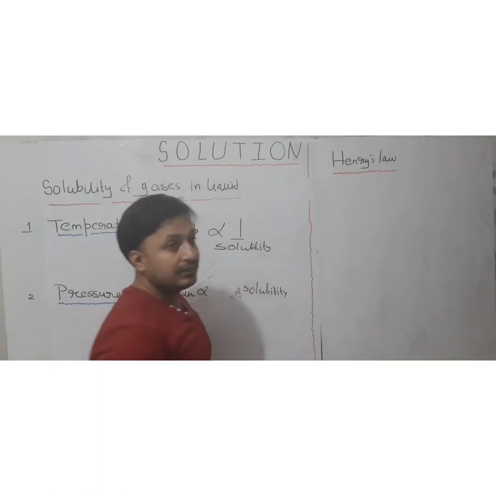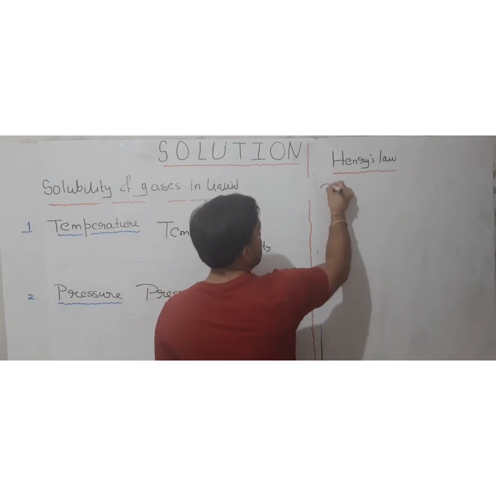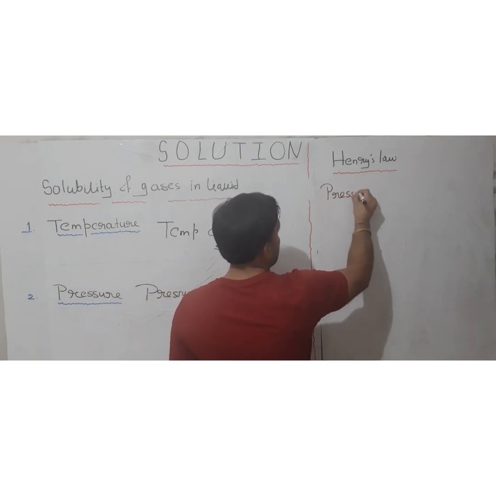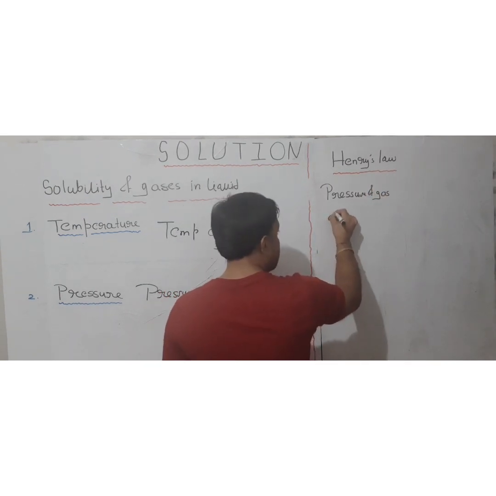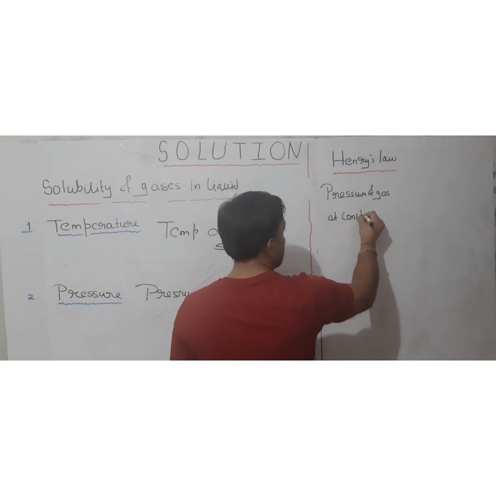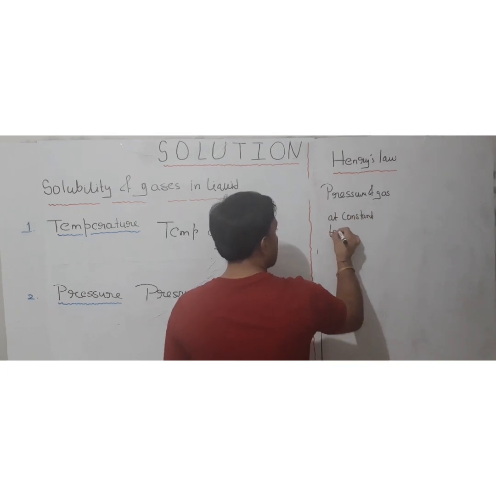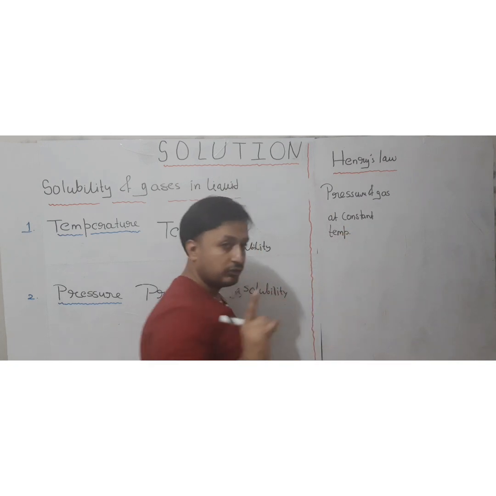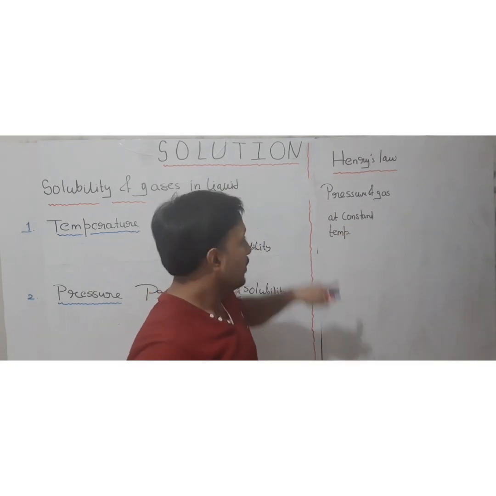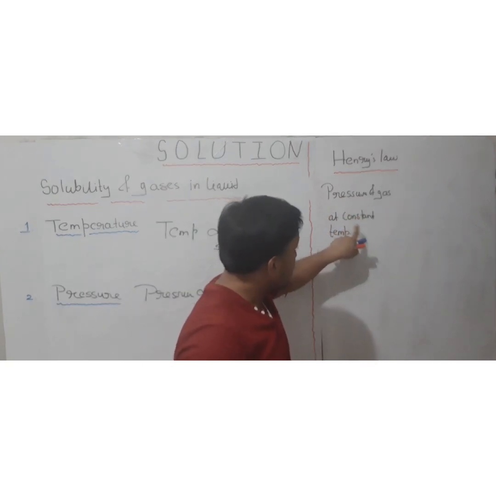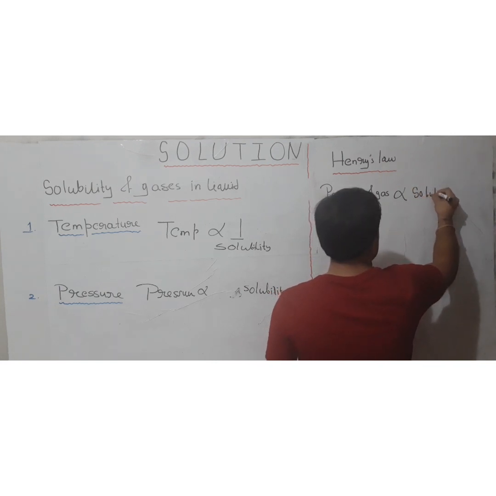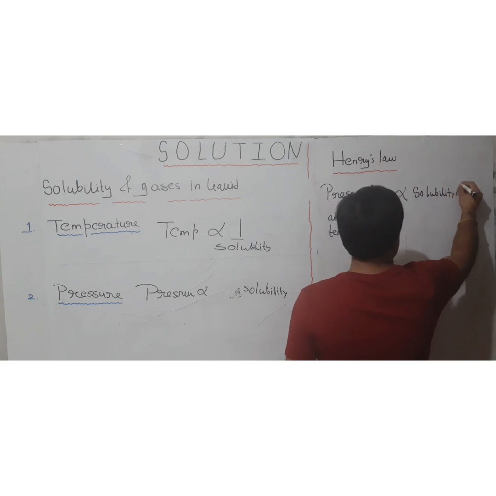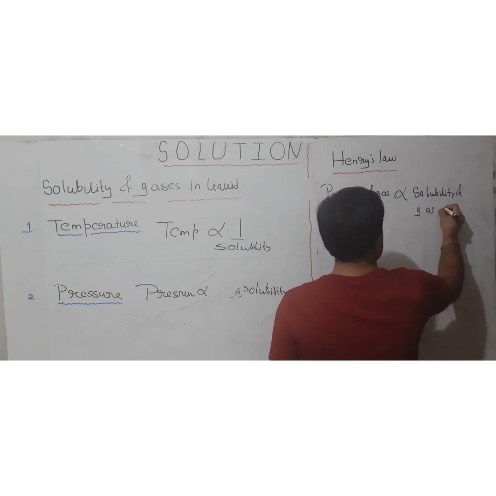Now what does Henry state? Henry states that the pressure of a gas, okay, at constant temperature. Now this is important here. Pressure is going to play an important role when the temperature is kept constant. One variable we have to take constant. So here the pressure of a gas when the temperature is kept constant is going to be directly proportional to the solubility of gas in liquid.